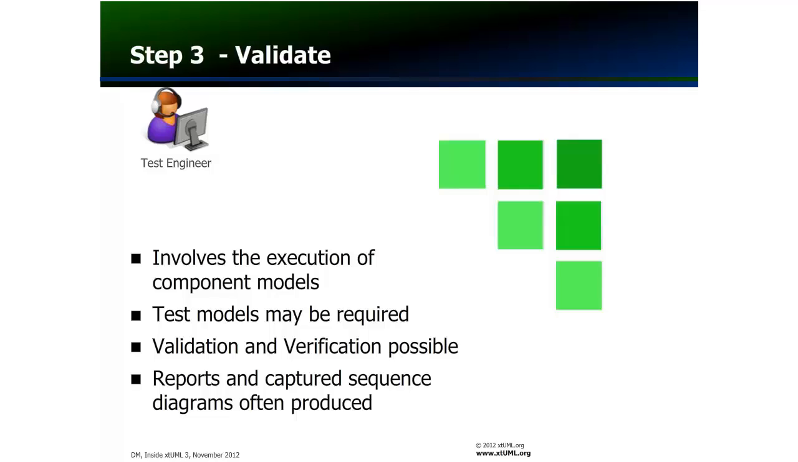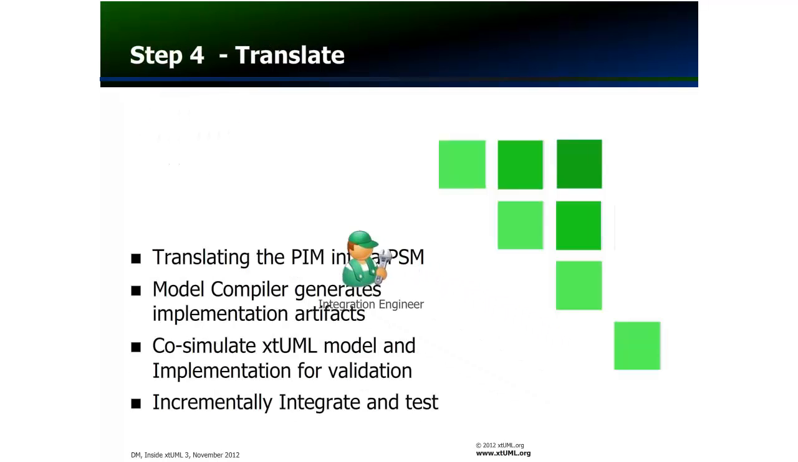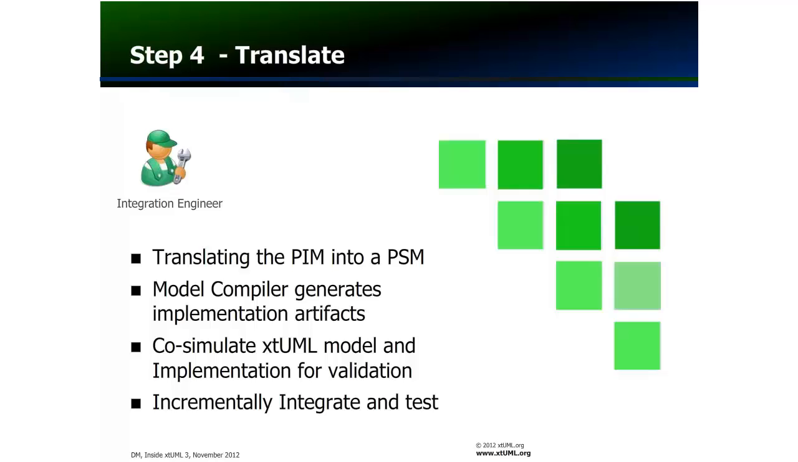As with the design step, if bugs are identified in testing, then sending the component back to an earlier step is naturally accommodated by the process. The fourth and final step of the xtUML process is the translation of platform-independent models into a platform-specific implementation. This translation is performed by a model compiler that is constructed to be aware of the attributes of the target platform. The translation produces the implementation artifacts, everything that is needed to integrate and assemble the final product.